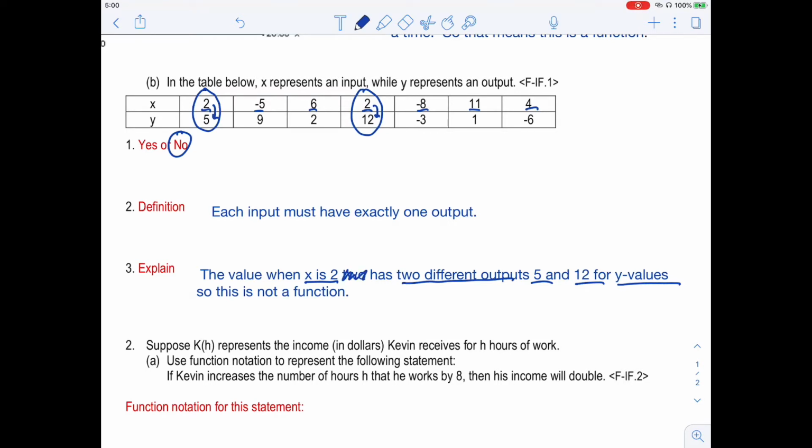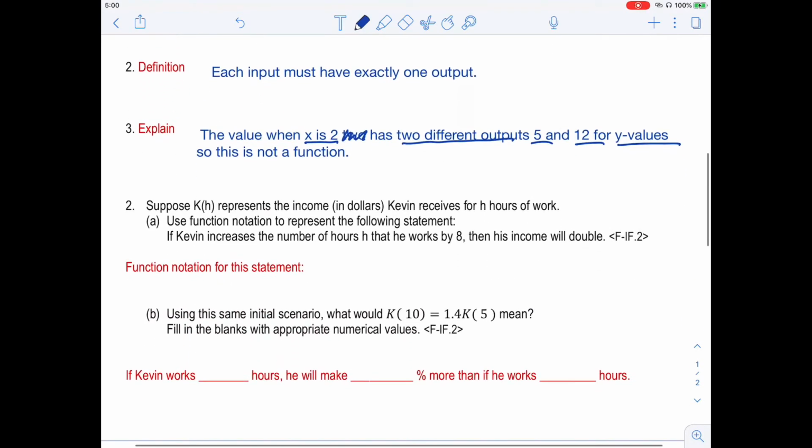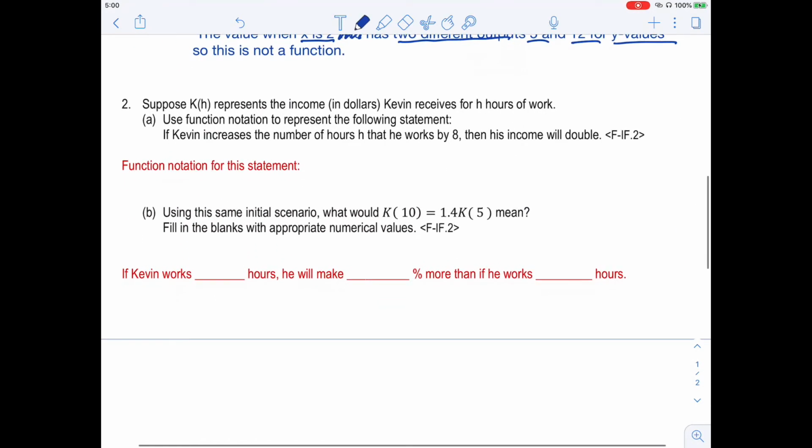So this is not a function. Okay, number 2. Suppose K of H represents the income in dollars Kevin receives for H hours of work. Use function notation to represent the following statement: if Kevin increases the number of hours he works by 8, then his income will double.